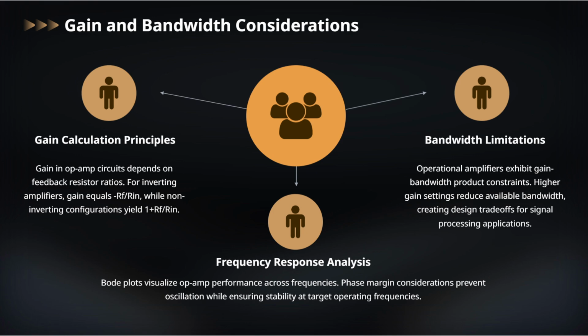So for the gain and bandwidth considerations, the gain in op-amps depends on the feedback resistor ratios. For inverting amplifiers, gain is equal to negative RF over Rin, while the non-inverting configuration yields 1 plus RF over Rin, which is the one we're using, the non-inverting configuration. And for the bandwidth limitation, they exhibit gain bandwidth product constraints. Higher gain settings reduce available bandwidth, creating design trade-offs for signal processing applications.